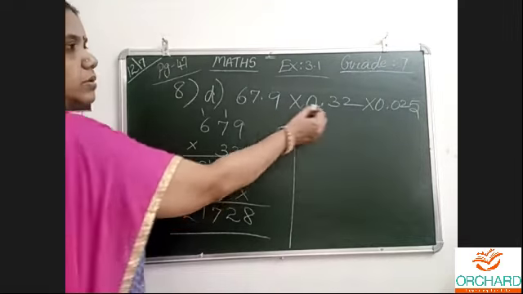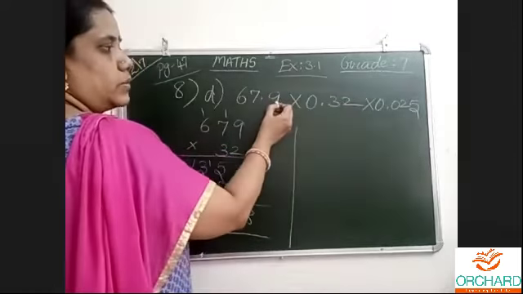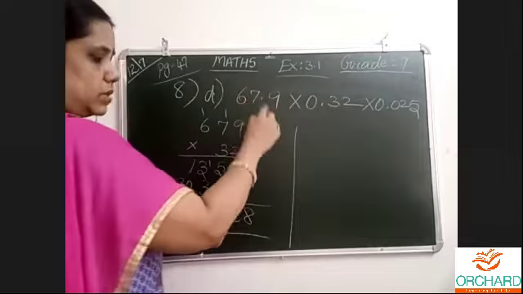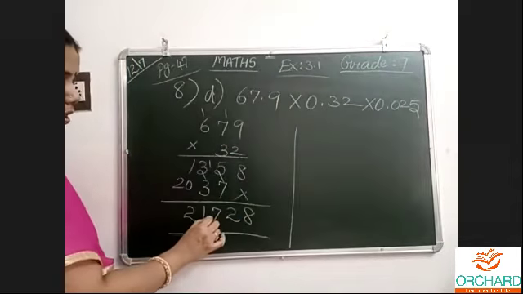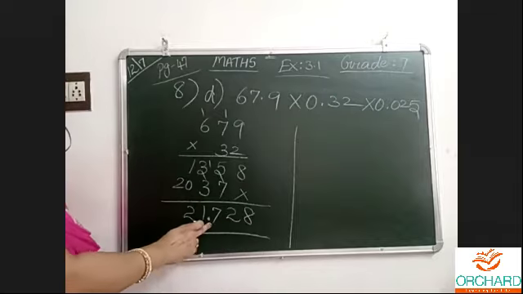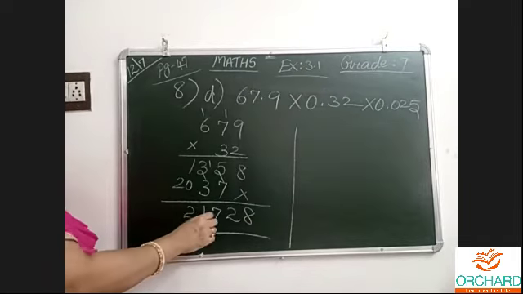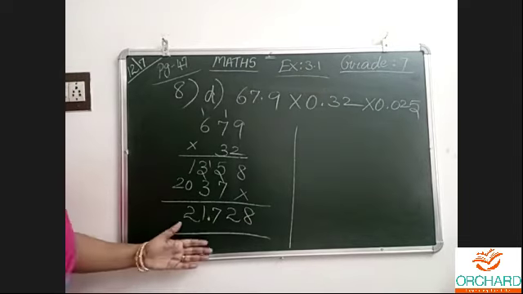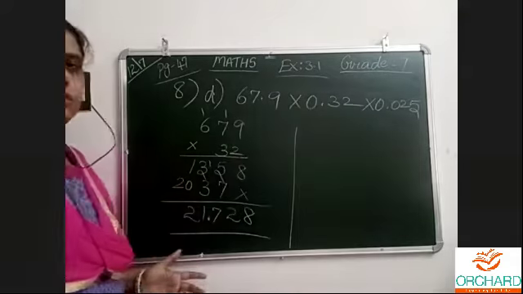Now 1, 2, here 1 number, so 2 plus 1, 3. 3 numbers before that I should keep a point. 1, 2, 3 before that. So the answer is 21.728 only for these 2 numbers.